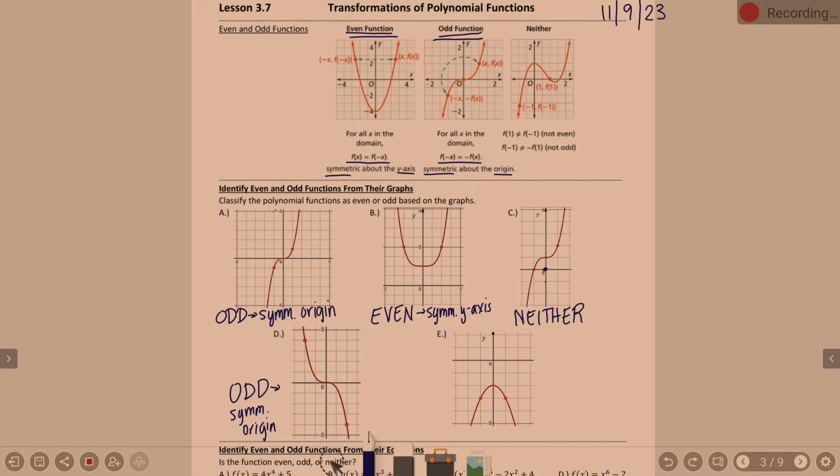Okay. What about E? Even. Are we sure? Yes, very sure. Even is what? Symmetric about the y-axis. Can I fold the y-axis in half? Yes, and it lands on top of itself. It's upside down, but that's okay, isn't it? So this is indeed even, and that's because it's symmetric about the y-axis.